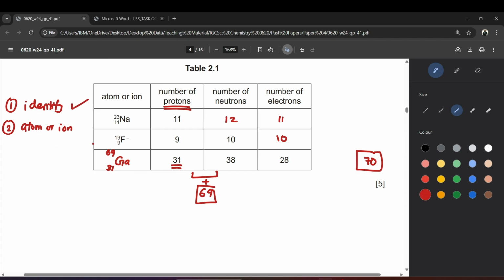Now we need to see whether this is an atom or an ion. If this is an atom, that means the number of protons will be equal to the number of electrons. You can see that is not the case. Here we have 3 electrons less as compared to protons. So 3 electrons less means it has lost 3 electrons, so it gained a charge of 3 positive. So that is the complete answer to this part of the question.